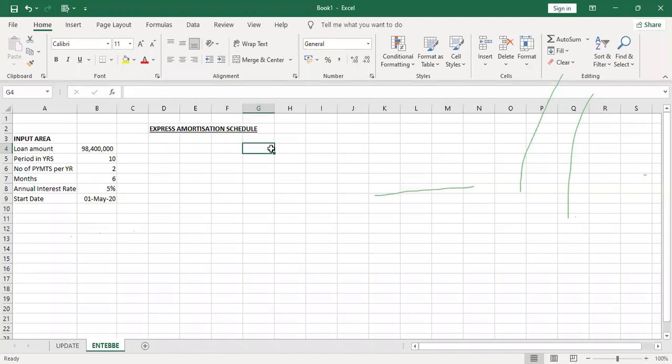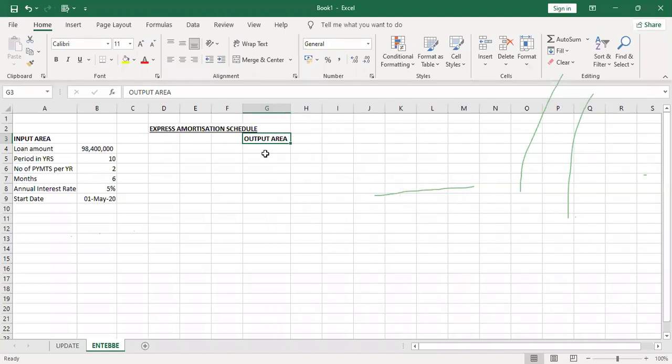Okay. So click on cell G3 and type output area. In the output area, we need the PMT. We shall put the value of PMT in cell H3. So type PMT in cell G3, then in G4 type NPA, and then put the cursor in cell H5.